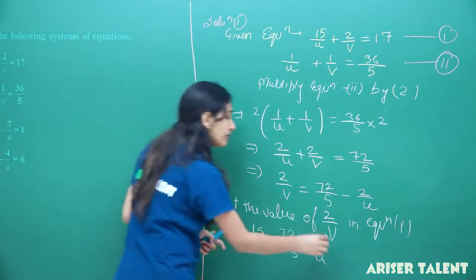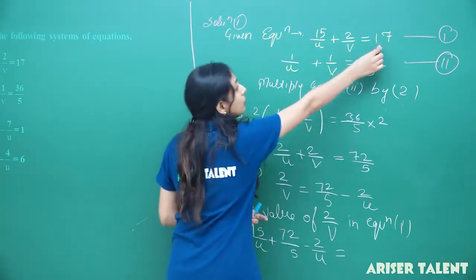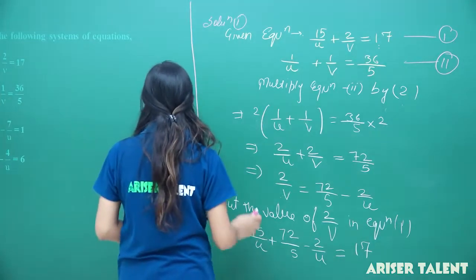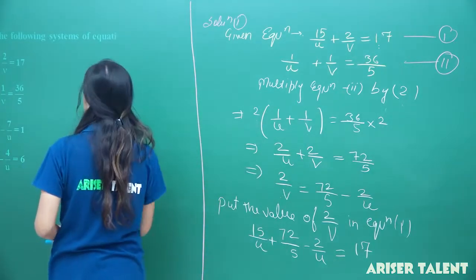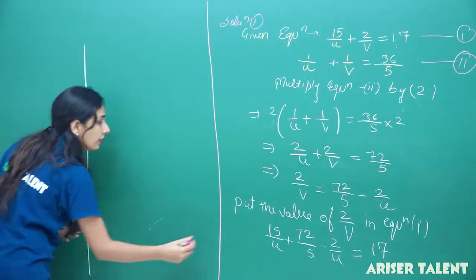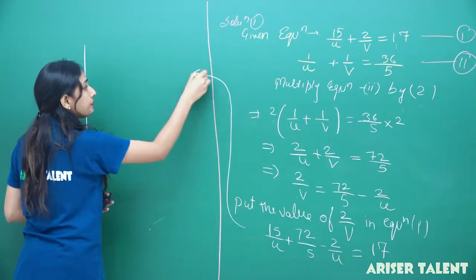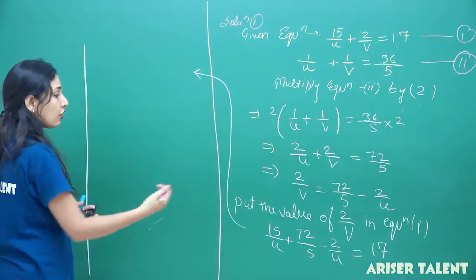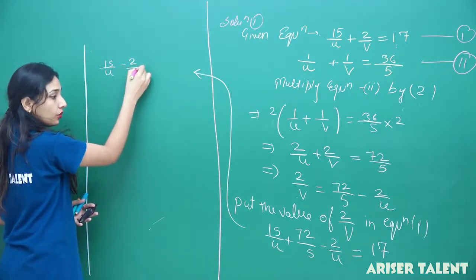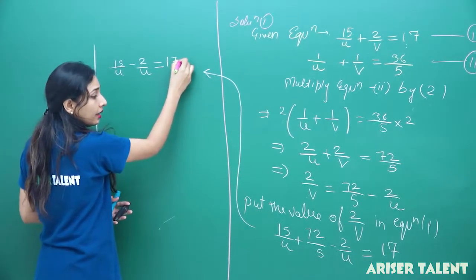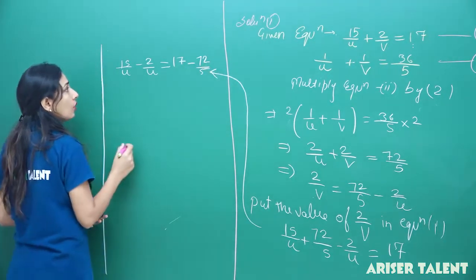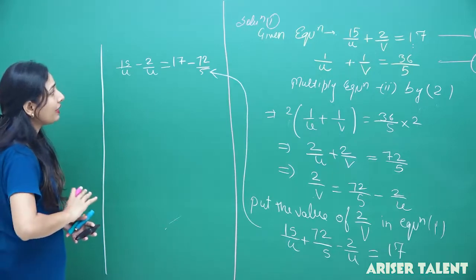Okay, equals to 17. Okay students, now come to this side, we will talk about this here. Now if you solve this, that is 15 by U minus 2 by U equals to 17 minus 72 by 5.